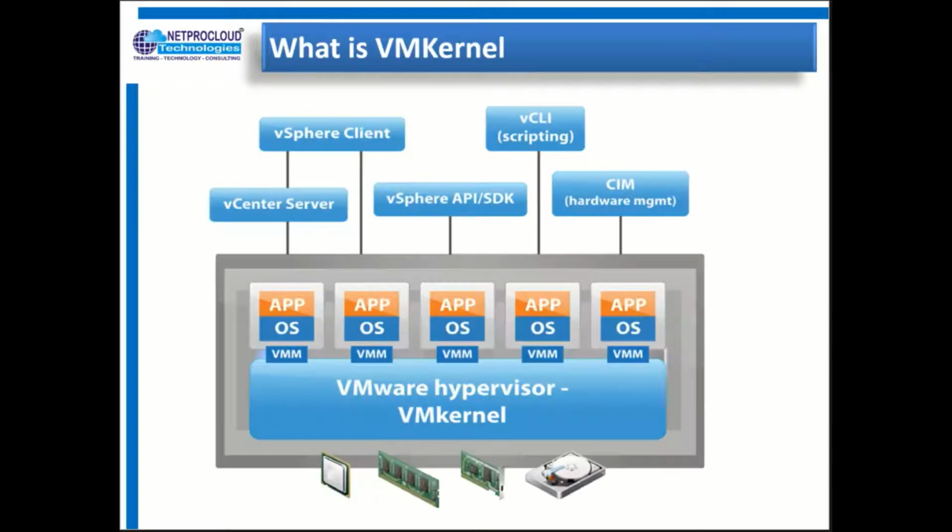Now further, talking about what the VMkernel is. The ESXi hypervisor is also called the VMkernel. The VMkernel receives requests from the virtual machines. See in this diagram, the VMware hypervisor is also called the VMkernel. The VMkernel communicates with the virtual machine like this, and the virtual machine communicates with the ESXi host. How is the communication going?